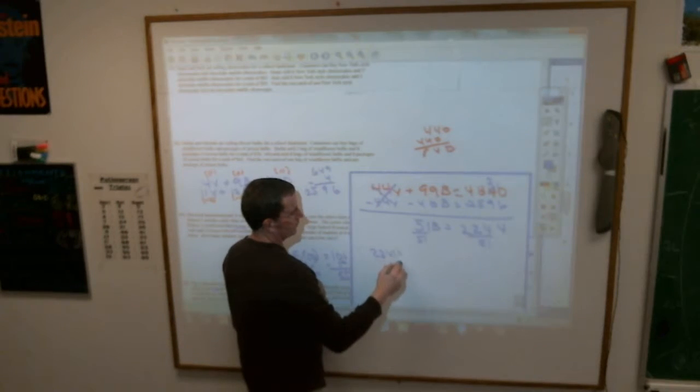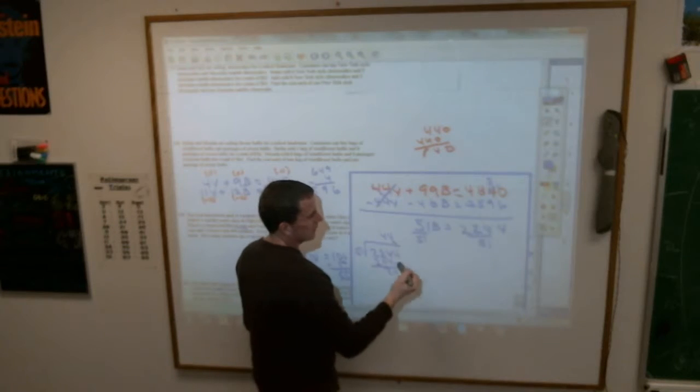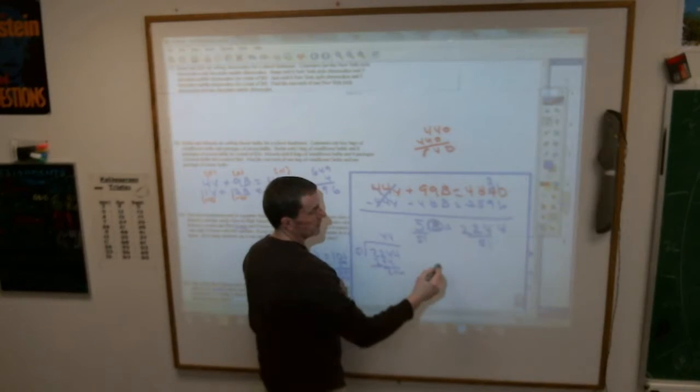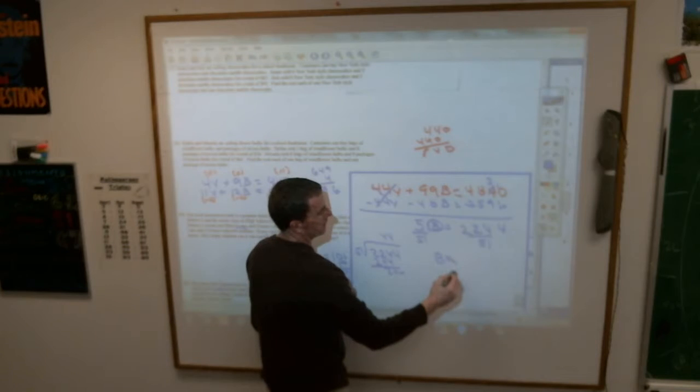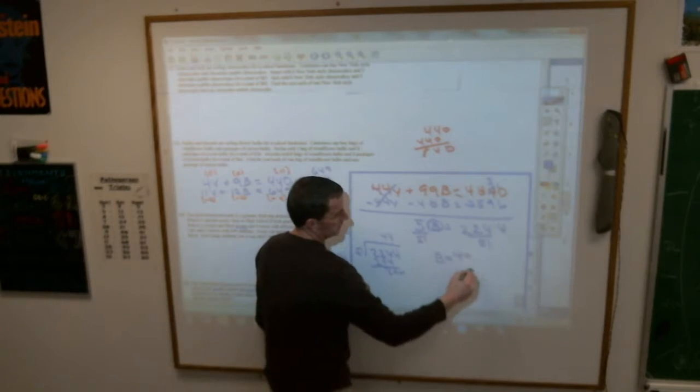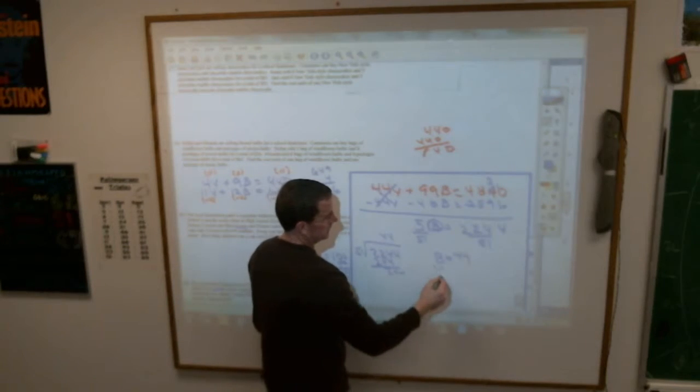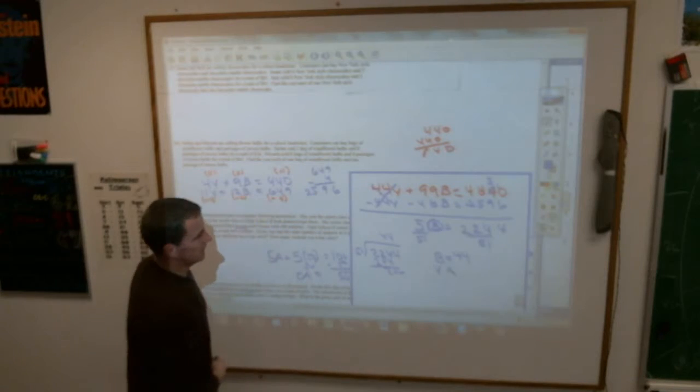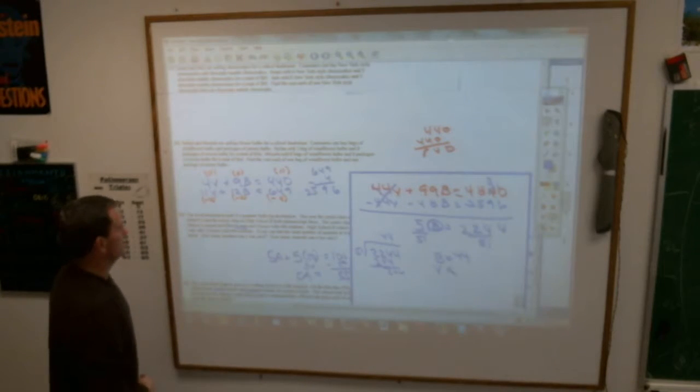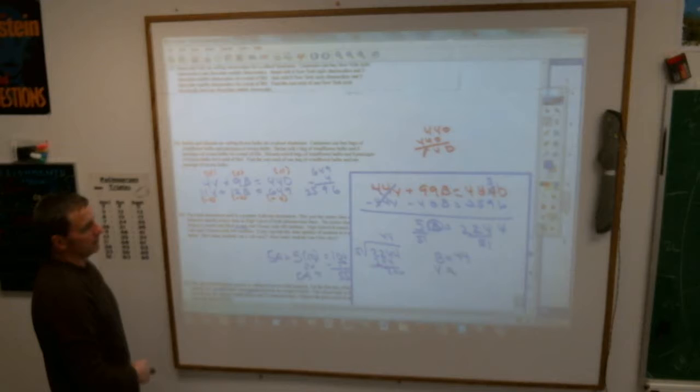2,244 divided by 51. What do we get here? 44. Look at 44. What is 44? Since you have the letter b there, that's what b is. That's the number on a bus. A bus can hold 44. And then you'd have to solve for the letter v. How many a van can hold? You'd have to put 44 in for the bus.